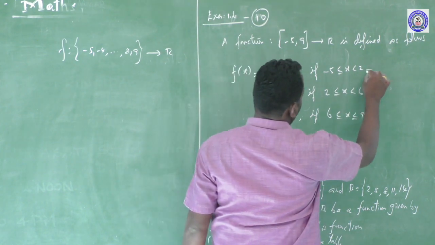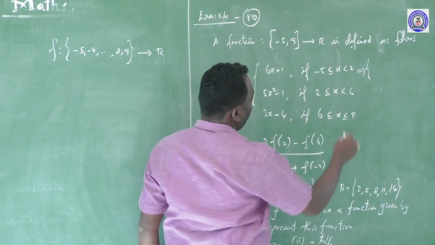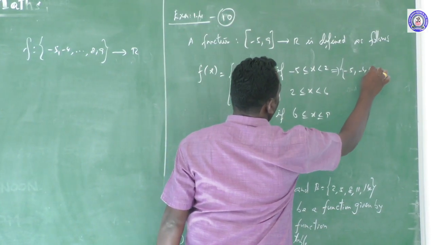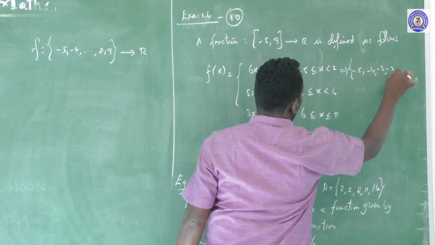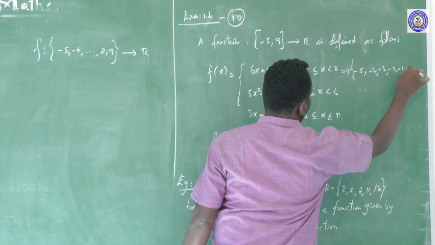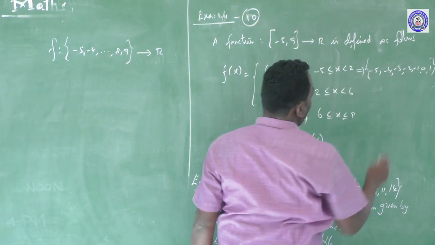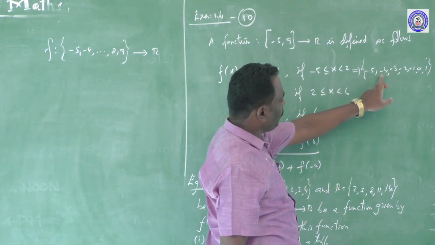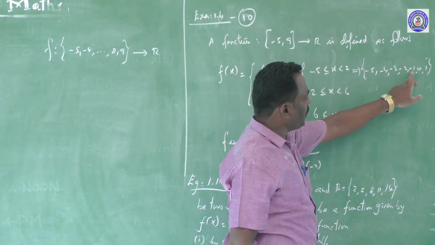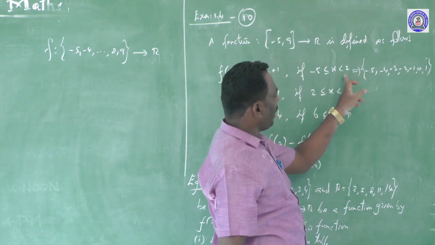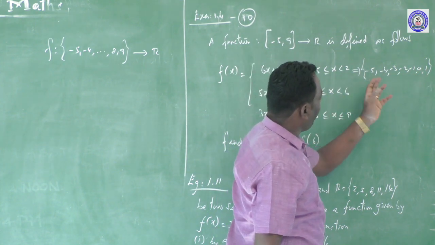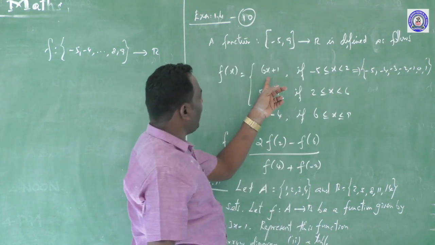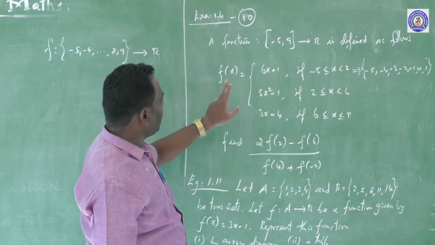So what is the interval we obtained here? Minus 5 is included. Minus 5, minus 4, minus 3, minus 2, minus 1, 0 and 1. 2 is not included. Therefore, in this interval, the elements are minus 5, minus 4, minus 3, minus 2, minus 1, 0, 1. So 2 is not included. If you take x values in the set, the corresponding function value equal to 6x plus 1 is called the function value.